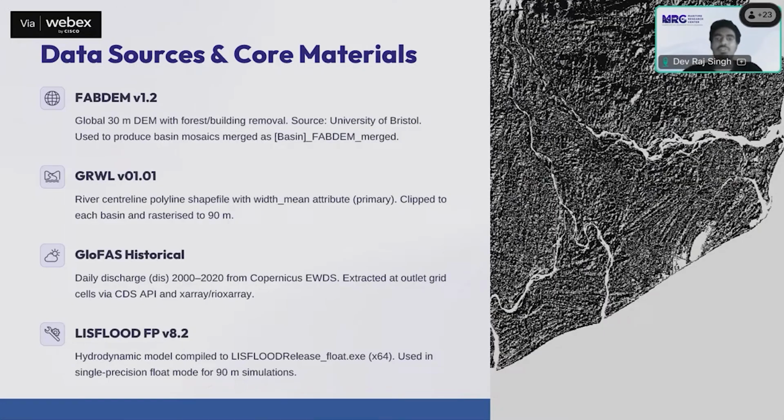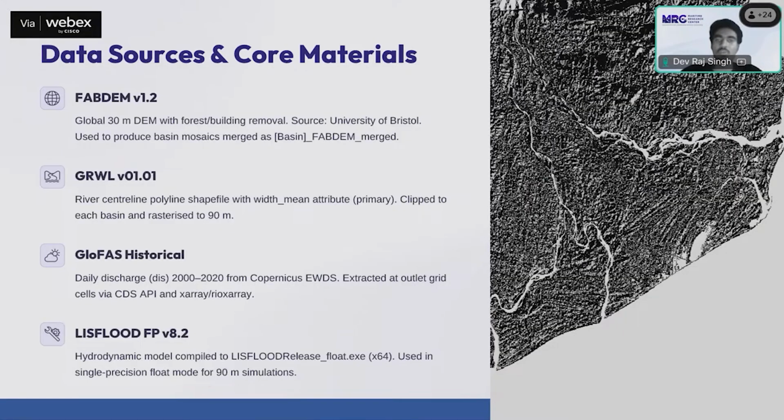For that we are using the GRWL data sets, which will give us the river center line and the width of the river. Now combining these two will form the backbone of the bathymetry that we'll get. The third thing we'll need is the water discharge and the input points where we want to make the water inflow. For that, we need some boundary condition that we can get using the historical data sets.